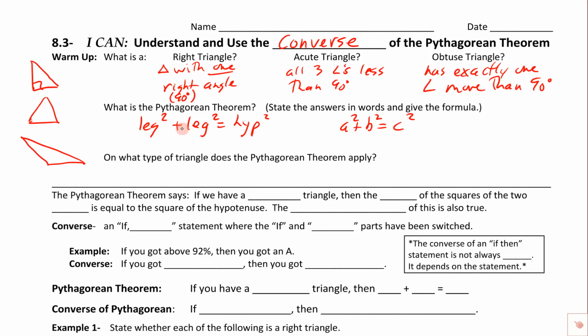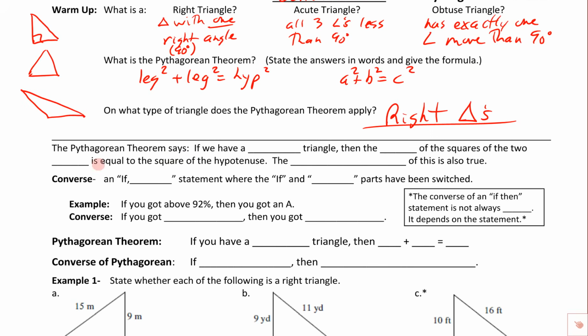So it says, on what type of triangle does the Pythagorean theorem apply? It only applies to right triangles. That's it. So please don't try and use it on anything else. Okay, now the Pythagorean theorem says this: if we have a right triangle, then the sum of the squares of the two legs is equal to the square of the hypotenuse.